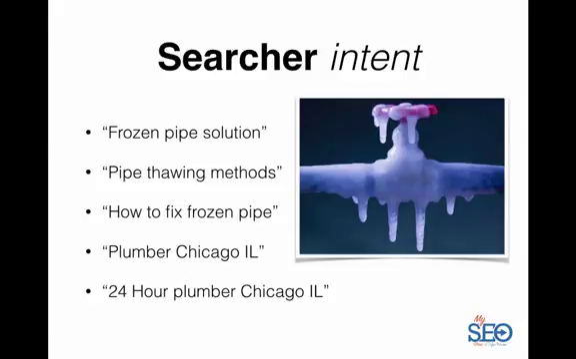So if I happen to live in Chicago and I get a ton of snow, or maybe some freezing rain and then some really cold weather after that and snow on top of that, I may have frozen pipes. Now let's say I moved to Chicago from Dallas, which is where I live now. I know nothing about how to treat frozen pipes. So I'm going to go to Google and type in frozen pipe solution, or pipe thawing methods, or how to fix a frozen pipe, etc.